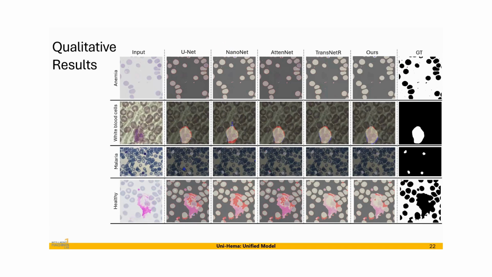These are the segmentation results and comparison with the state-of-the-art method and our method on the anemia, malaria, and white blood cell image datasets. The true positives, false positives, and false negatives are shown in light yellow, blue, and red respectively.